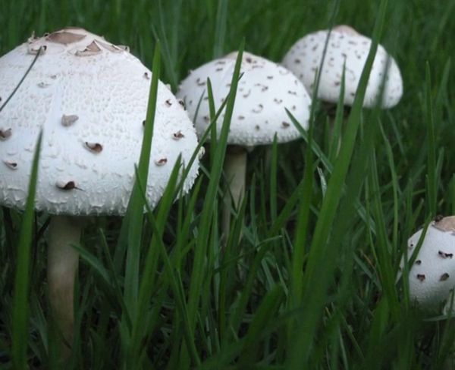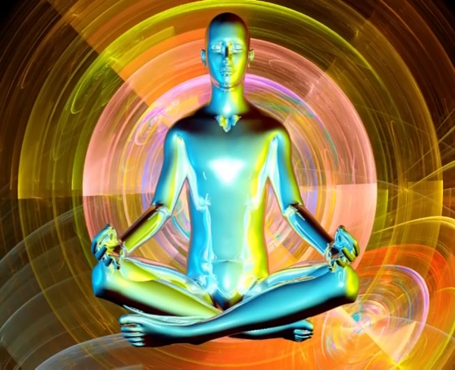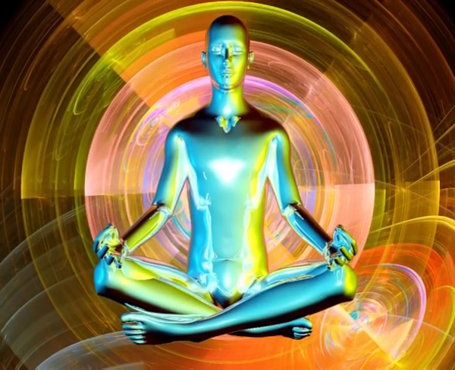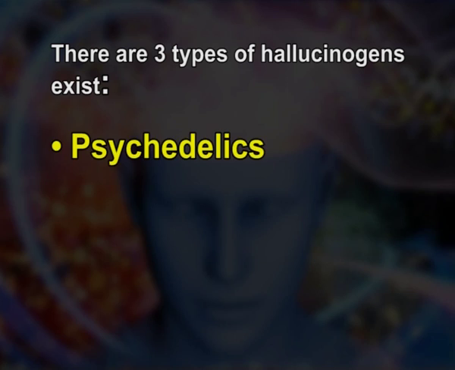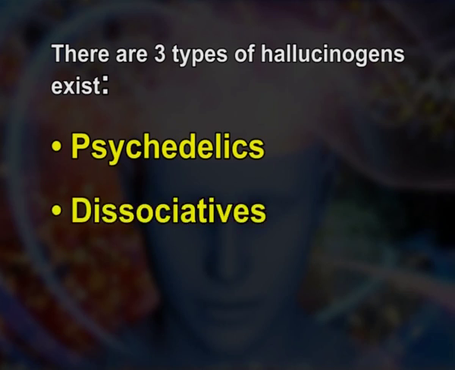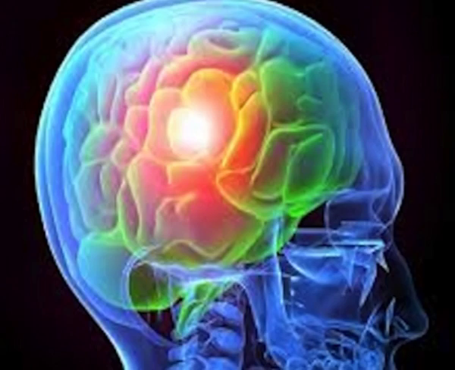Hallucinogens found in plants and mushrooms were used by humans for many centuries in spiritual practice worldwide. Overall, three types of hallucinogens exist. First, psychedelics, second, dissociatives, and third, deliriants. First, psychedelics. Under normal conditions, the brain uses a selection process that determines how a person perceives his or her surroundings.